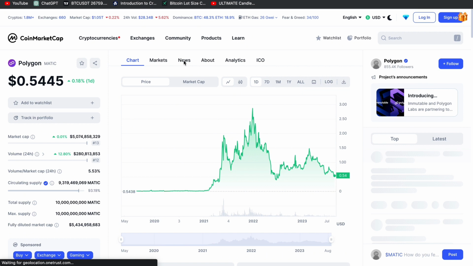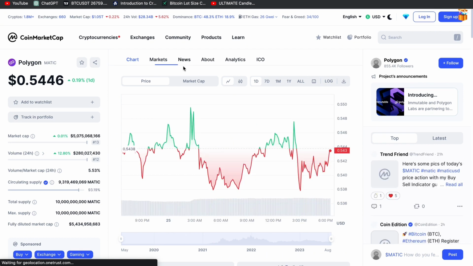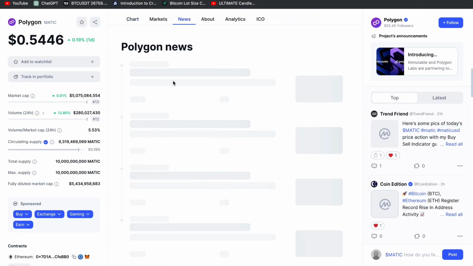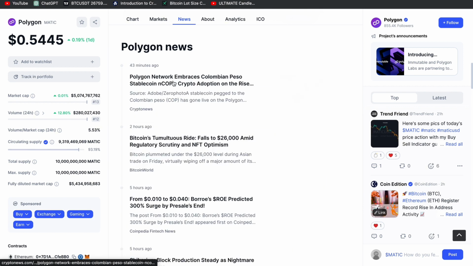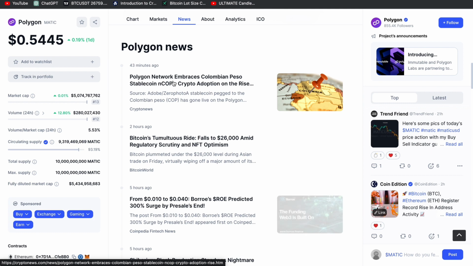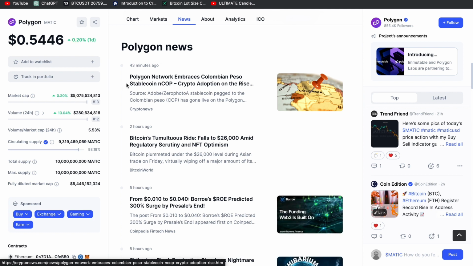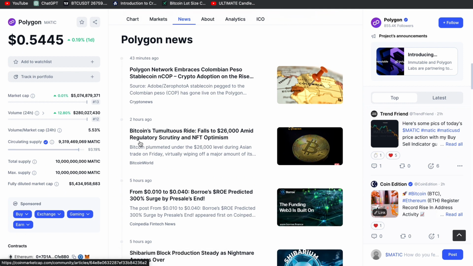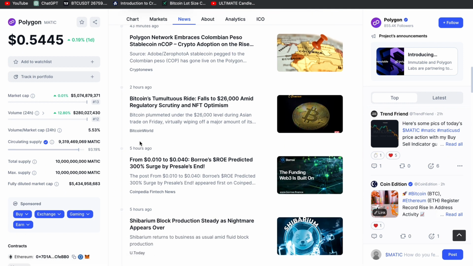When we click on the news section, we should be looking at positive news. So if people are talking about positive things about Matic, then this means they are going to invest in it, and you see many invested. So you can see in the past 43 minutes, Polygon embraces Colombian peso stable coin. Okay, so this particular thing alone can help increase the price of Polygon.